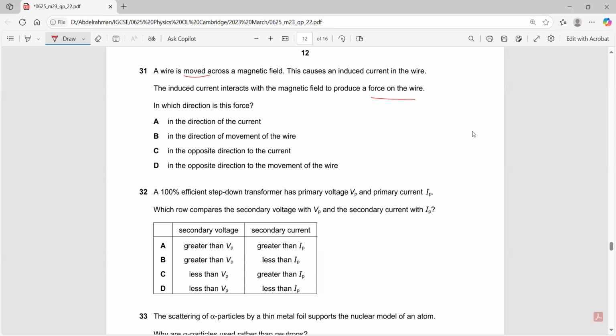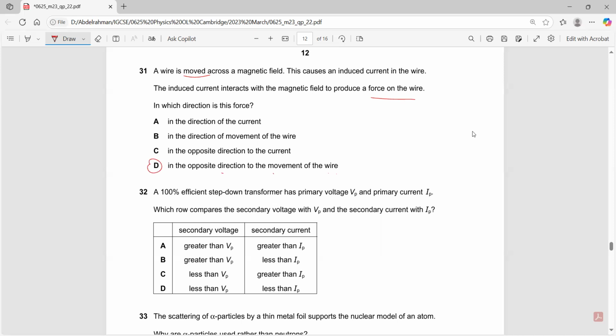He's asking about the reaction force on the wire. The reaction force on this wire would be in the opposite direction to the motion of the wire. The wire wants to create a force to oppose the motion. Remember, to oppose the motion. So this force is in the opposite direction of the motion of this wire.